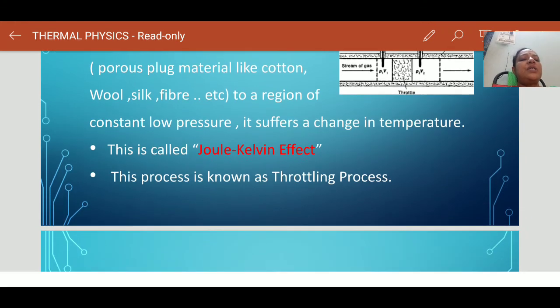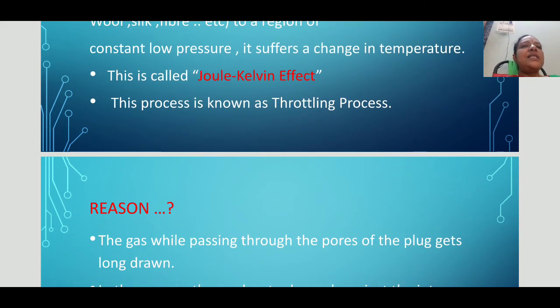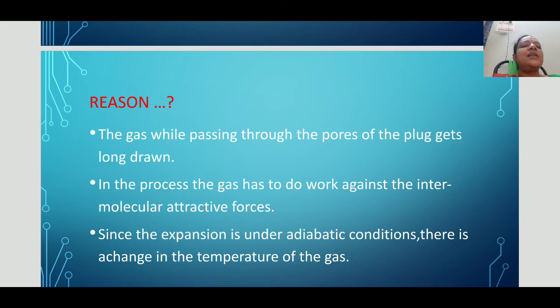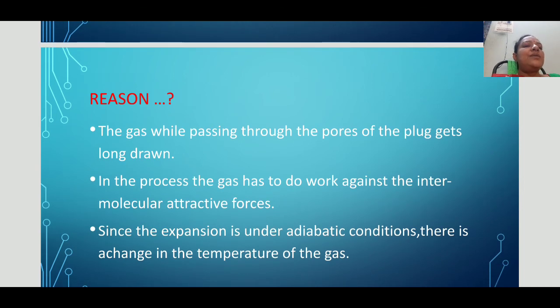Sometimes this is also known as the throttling process. What is the reason here? Coming to the reason, when the gas passes through the porous plug, it has to do some work against the intermolecular forces, so that its temperature decreases. To do that work, it needs some energy. That energy is taken from its own internal energy. Automatically its temperature decreases.